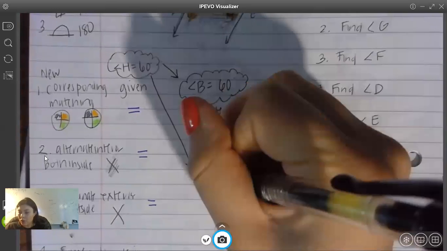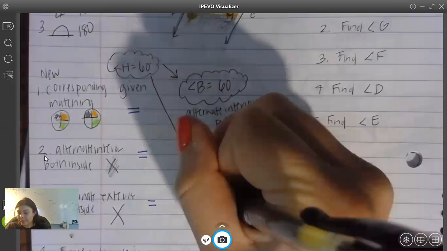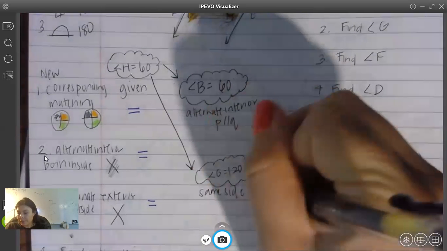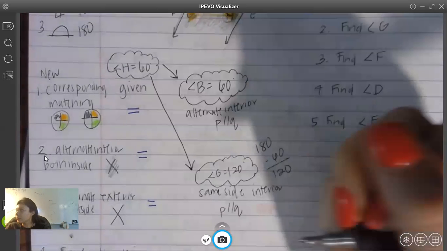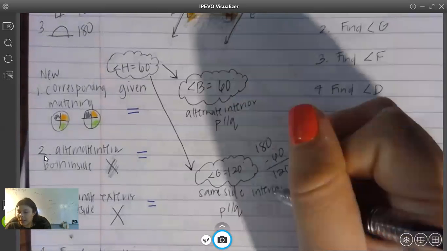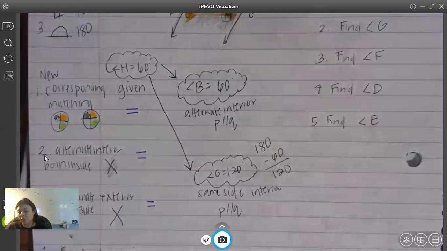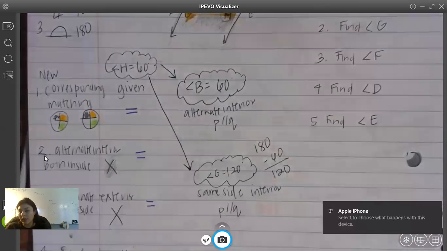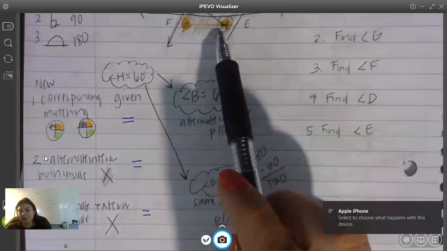So angle G is 120. Same side interior. And because the lines are parallel, I do 180 minus 60. This is for H and G. They're connected. I don't make a connection between B and G because we're talking about G and H.